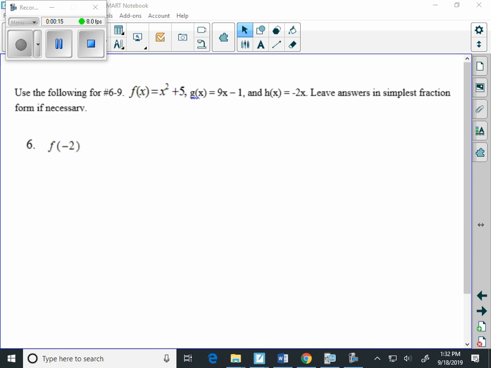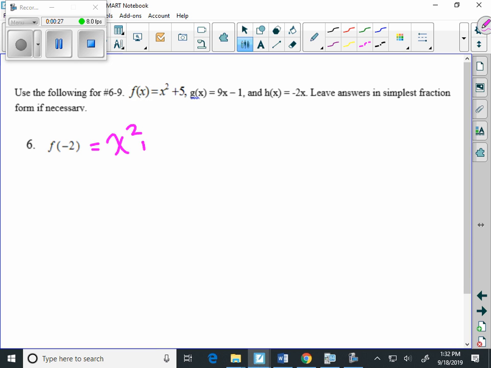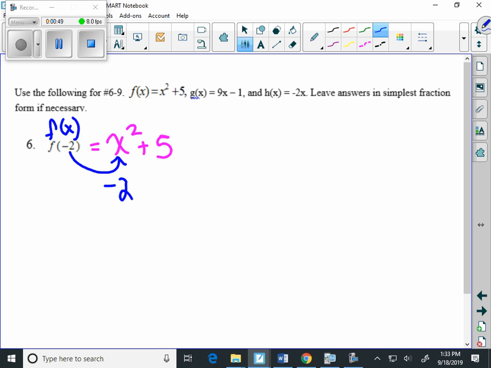On the first problem, it's asking f of negative 2. Well, our f function here is x squared plus 5. So we're going to take this value of negative 2, because this is f of x, and put it back into our pinkish purple function wherever we see x. We're not going to write that x. We're going to write down negative 2. But then we're going to use that value of negative 2 to figure out the rest.